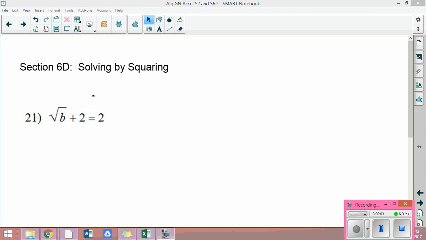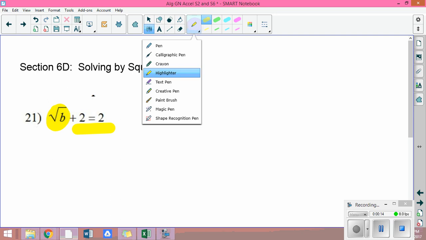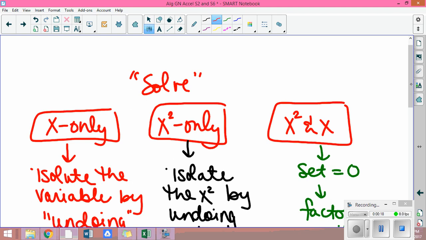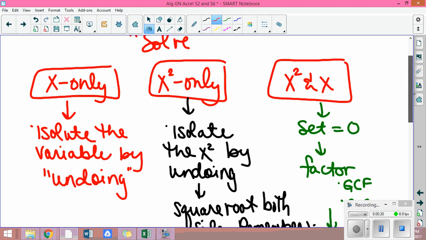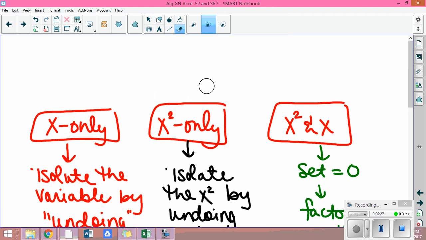Now moving on to 21, we have another solving scenario. And this is where I suddenly have a square root mixed in with some operations. So if we think about that chart that we've been working with of x only, x squared only, x squared and x, well, where do square roots fit into that? Well, we move our directions off to the side.